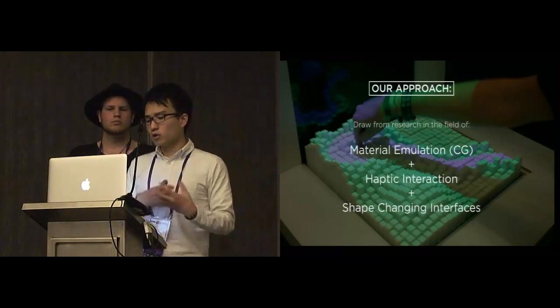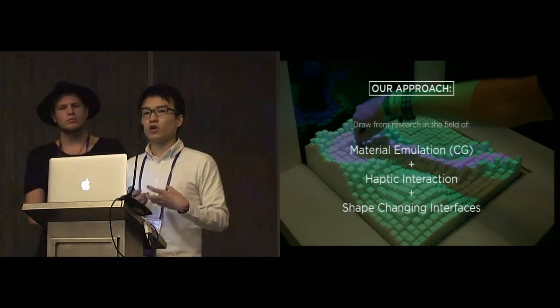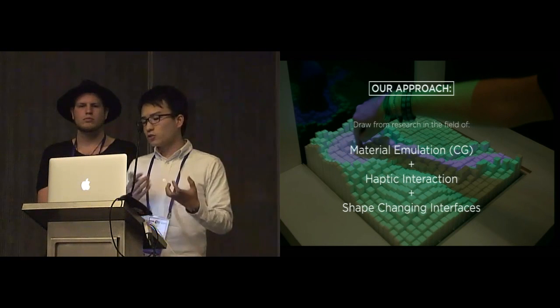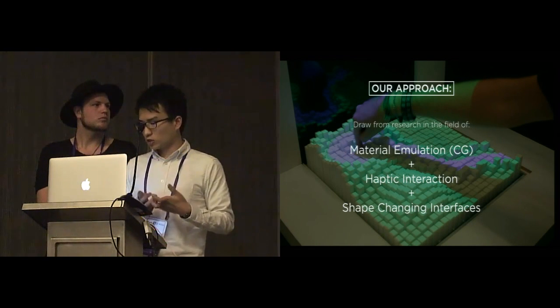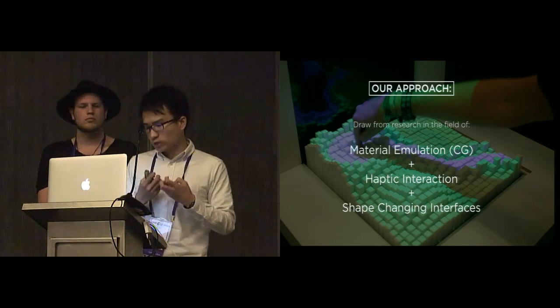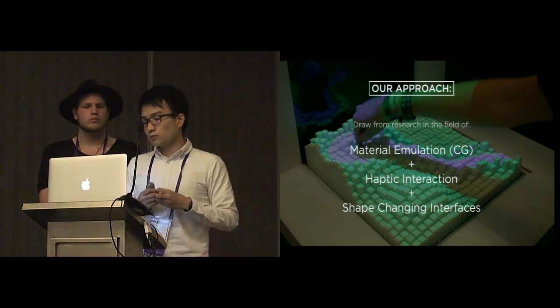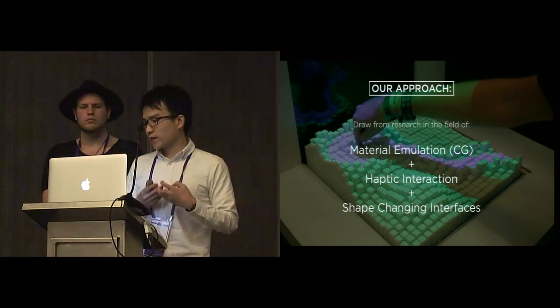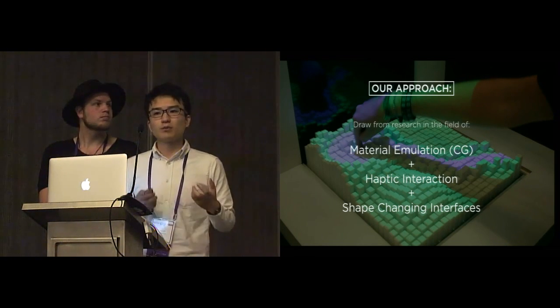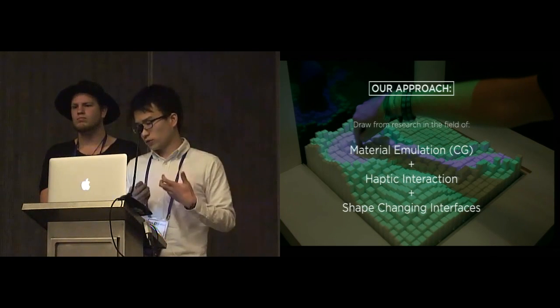So in our work, drawing from the research in the field of material emulation in computer graphics and haptic interaction technique, we introduce a novel interaction for shape-changing interfaces to provide a perception of dynamic material properties. The proposed interaction is general and can be applied to various kinds of shape-changing interfaces without having the capability of actual force or texture feedback.